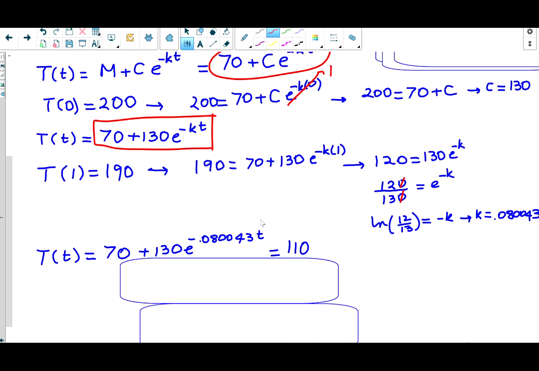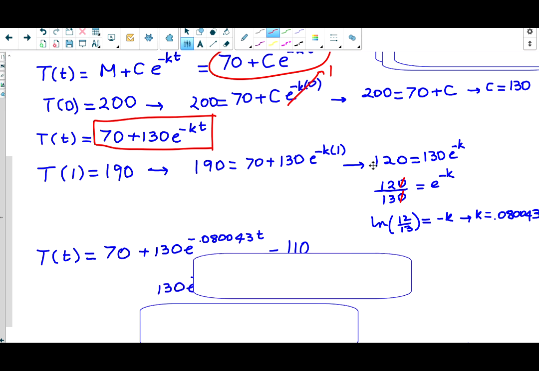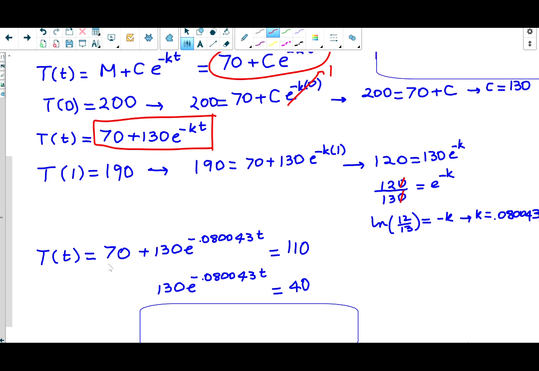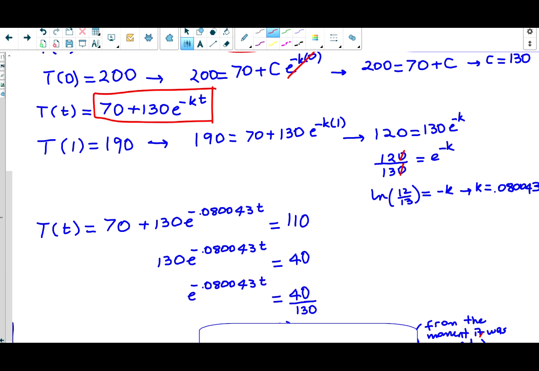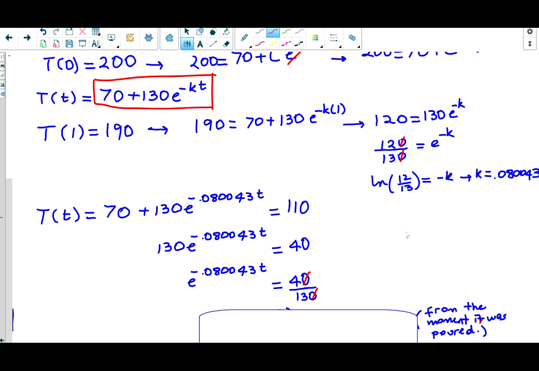And now to solve for time, I need to subtract 70 first. That'll give me 40 on the right-hand side. So I subtract 70 from this side, it disappeared here. Subtract 70 from here, I got 40. And now the rest should be straightforward, right? So you divide both sides by 130 and then apply natural log. So divide by 130. If you like, you could cancel the zeros because you divide top and bottom by 10. Apply natural log to both sides. So natural log of this side is equal to natural log of this side.